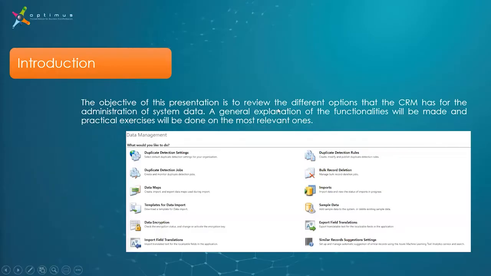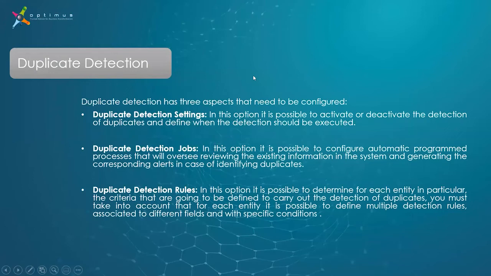The second thing is duplicate detection. Basically in the CRM there are three different configurations that you could do that are related to duplicate detection. The first one is duplicate detection settings. In this option you could activate or deactivate the detection. You could define what are going to be the triggers or the actions that define the initiation of the process. I'm going to be explaining that directly in the system as well.